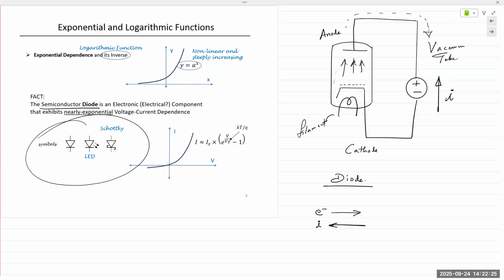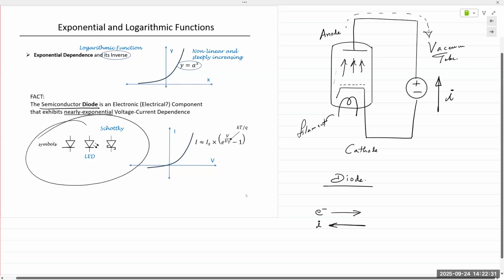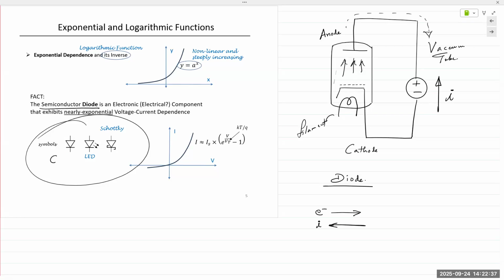So the symbol of a diode is a triangle or an arrowhead, and there is a line at 90 degrees at the tip of that arrow. And the line indicates the cathode, and the other end is the anode. So even though they are not electrodes anymore, they are still referred to as the anode and cathode.